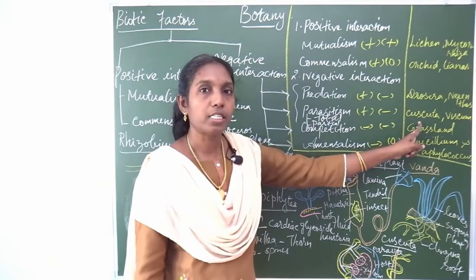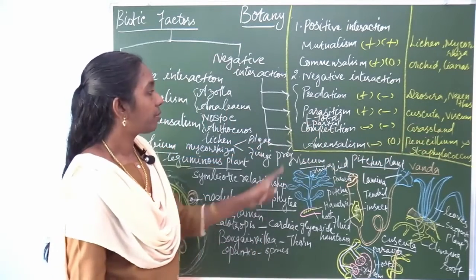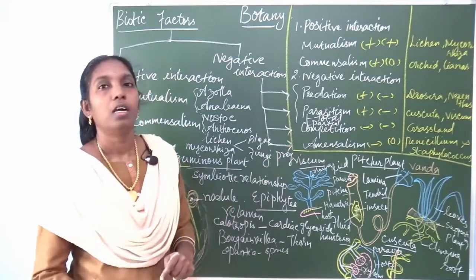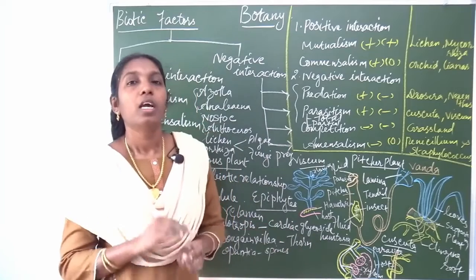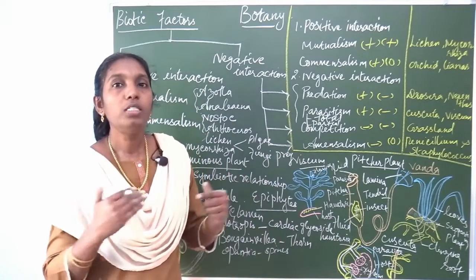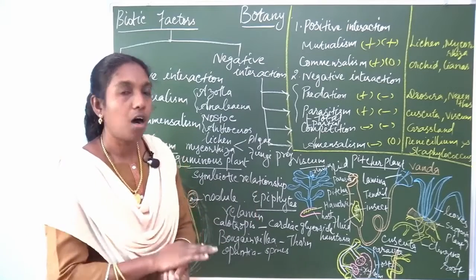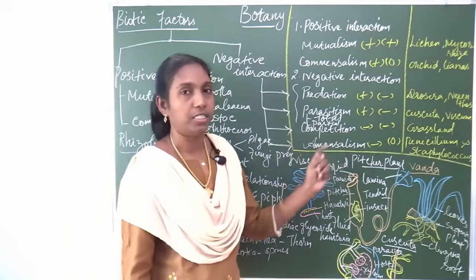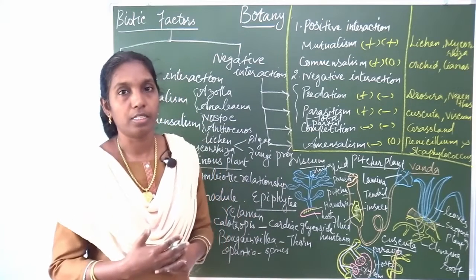Learn all examples, Cuscuta and Viscum examples. Then another negative interaction is competition. In competition, both the organisms are harmed. Both the organisms are harmed is competition. So there is a competition among different organisms.